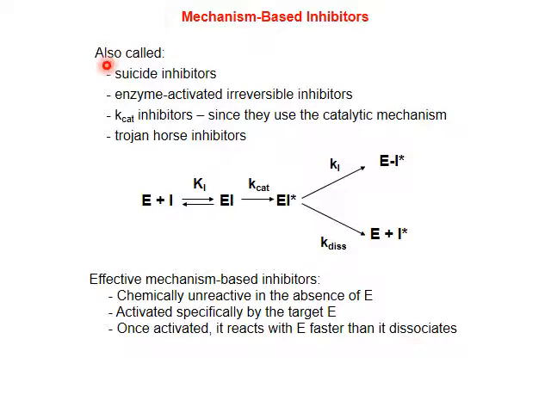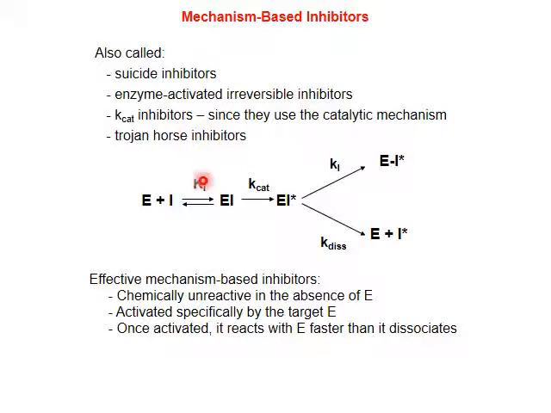So as a result of that, they also have the name of suicide inhibitors or enzyme activated irreversible inhibitors, or KCAT inhibitors because they use the catalytic mechanism, or they're called Trojan horse inhibitors based on the Trojan horse that the Greeks used in the war they had with the city of Troy. And in order to get into the city, the Greeks and Odysseus hid into the Trojan horse. It was brought into the city, and then all of a sudden, surprise, the Greeks came out of the horse.